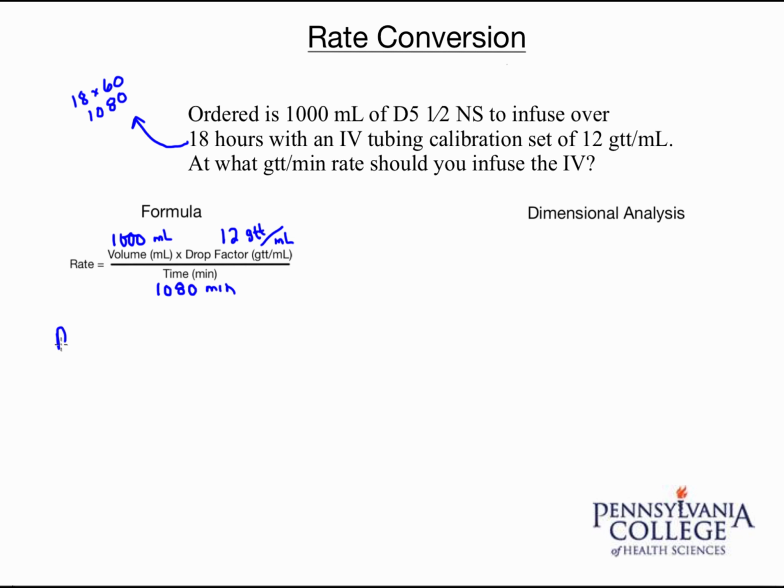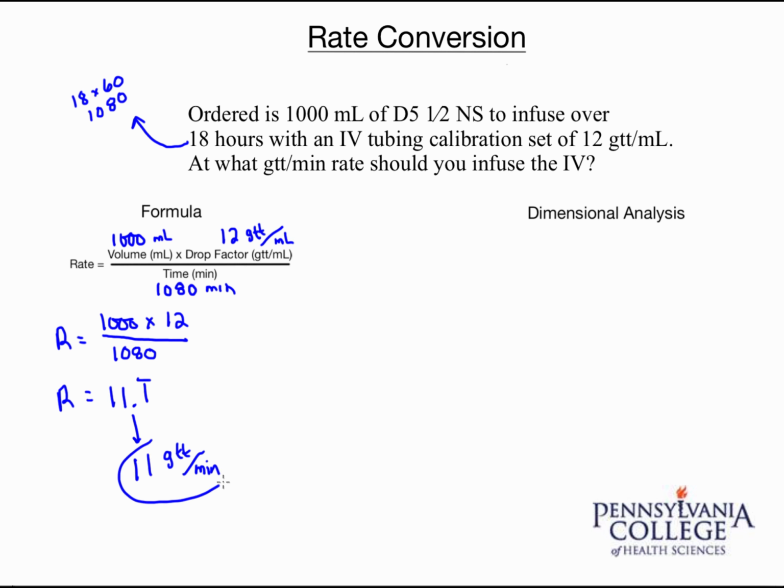I can now plug this into the formula, so I'll have 1,000 times 12, and what's happening there is I'm finding the total number of drops in this IV bag, taking the milliliters and turning them into drops, and then splitting that amongst 1,080 minutes. So I would get 12,000 in the numerator, and when you divide that by 1,080, you're going to get 11.1 repeating. Since we're talking about drops per minute, we're going to round this to the nearest whole number. So this would be 11 drops per minute.